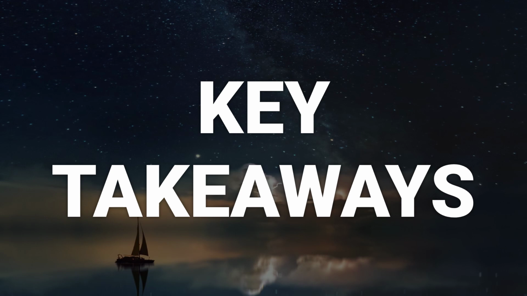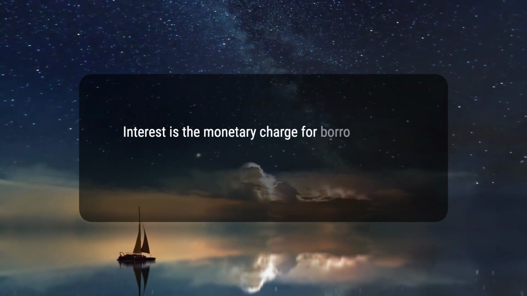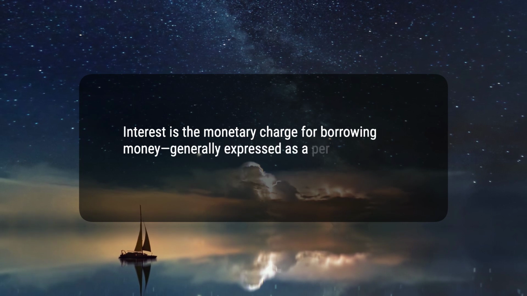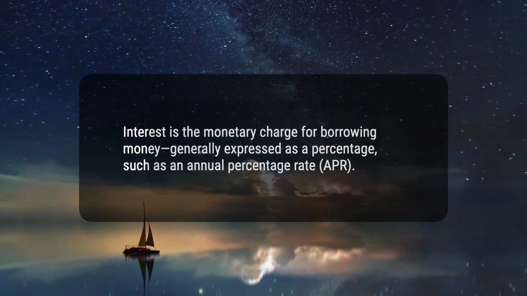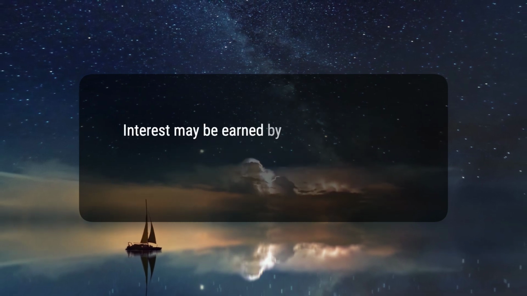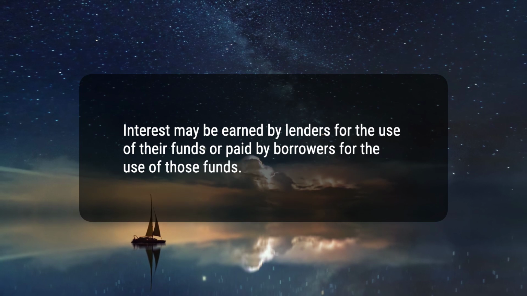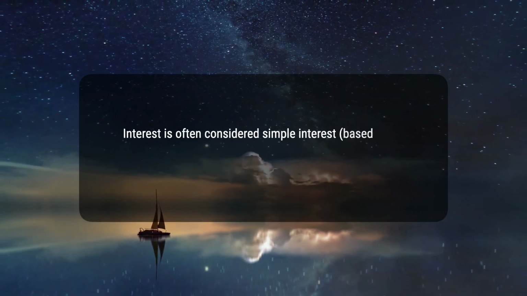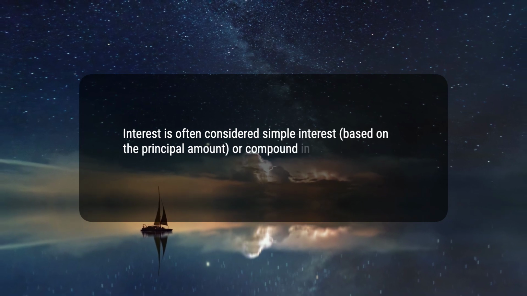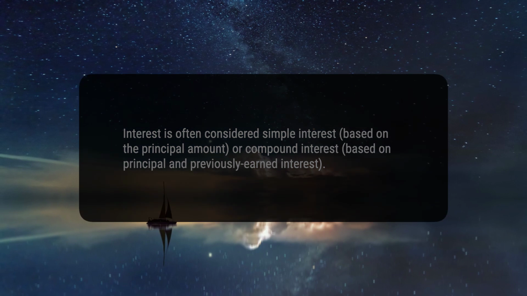Here are 5 key takeaways. 1. Interest is the monetary charge for borrowing money, generally expressed as a percentage, such as an annual percentage rate, APR. 2. Interest may be earned by lenders for the use of their funds or paid by borrowers for the use of those funds. 3. Interest is often considered simple interest, based on the principal amount, or compound interest, based on principal and previously earned interest.